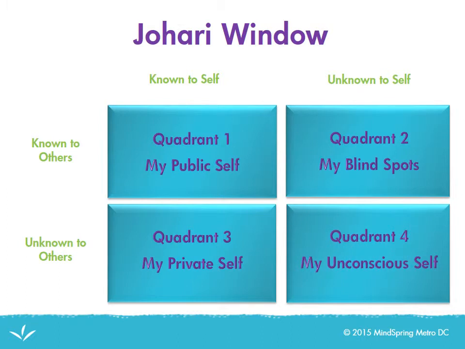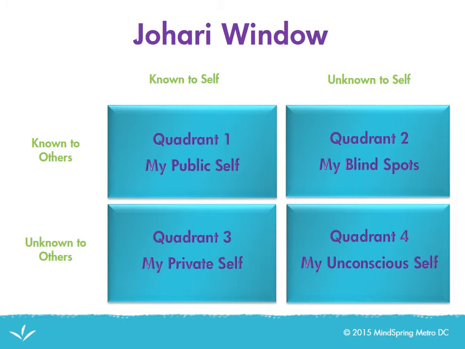Finally, in Quadrant 4 is your unconscious self, parts of you that you and others do not see. This is the area of complete unawareness. This undiscovered self may include both good and bad things that will remain undiscovered until you take steps to become more self-aware.